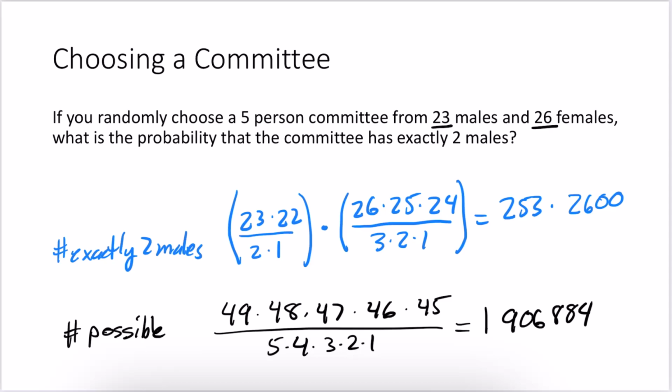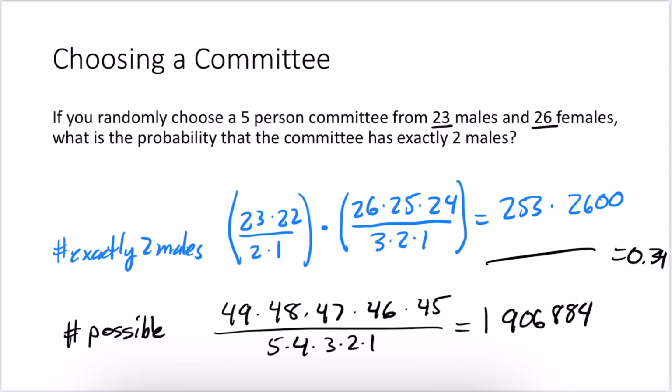So when I multiply both of those numbers together, 253 times 2,600, I get 657,800. And when I divide that by the total number of committees, which is 1,906,884, I get the decimal 0.34, and then it keeps on going. But basically, it's about 34% likely that if you randomly choose a 5-person committee, that committee will have exactly 2 males. And so that's how you would calculate that probability.